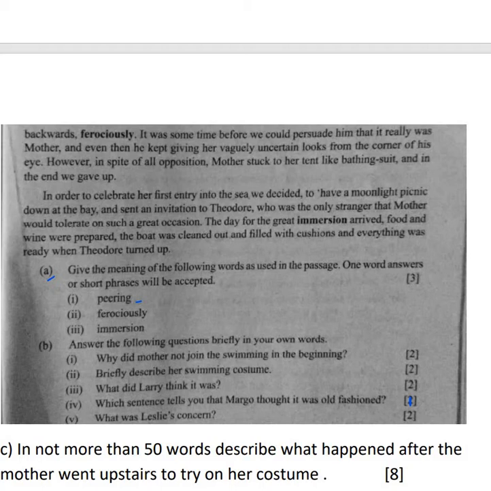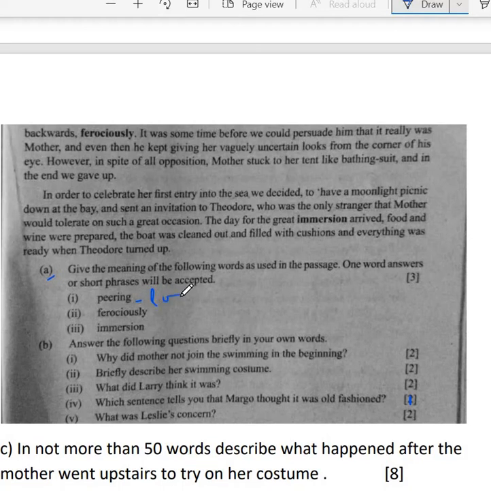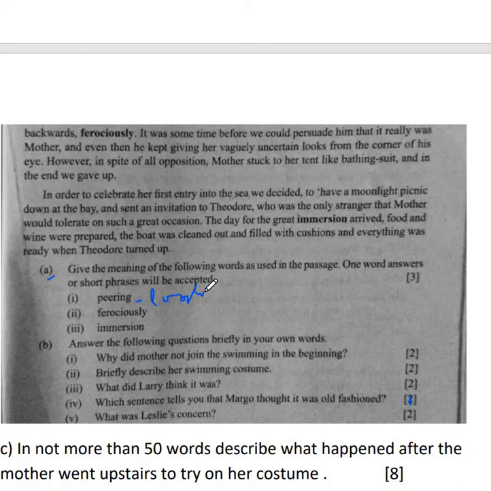Now here we can see also that the questions ask to give the meaning of the following words used in the passage. One word answers or short phrases will do. Okay, so the first one given is peering. Peering, as you know, is a kind of looking. So you can write looking. But you have to remember, you can't write look. You have to write ing after look, because whichever form, whichever part of speech, whichever tense is given, you will have to write it in that way.